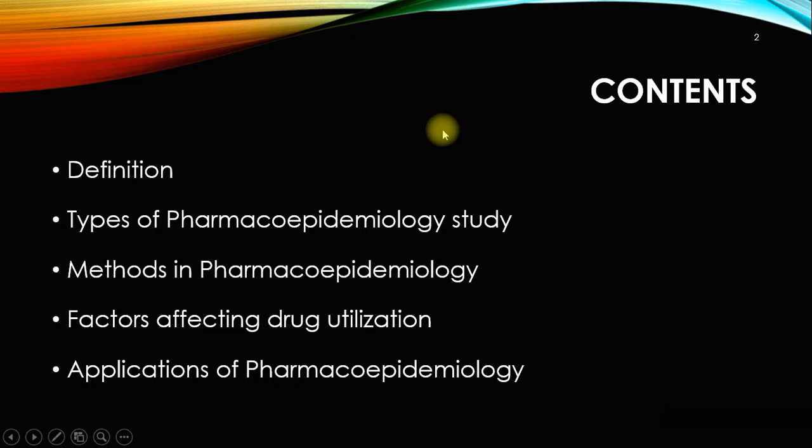So, these are the contents of my presentation. First of all, we are going to see some basic definitions of pharmacoepidemiology. Then we are going to see what are the different types of pharmacoepidemiology study. Then we are going to enlist and describe methods in pharmacoepidemiology. Then in a separate presentation, we are going to see what is a drug utilization study and the factors affecting it. And lastly, we are going to see applications of pharmacoepidemiology in different areas.